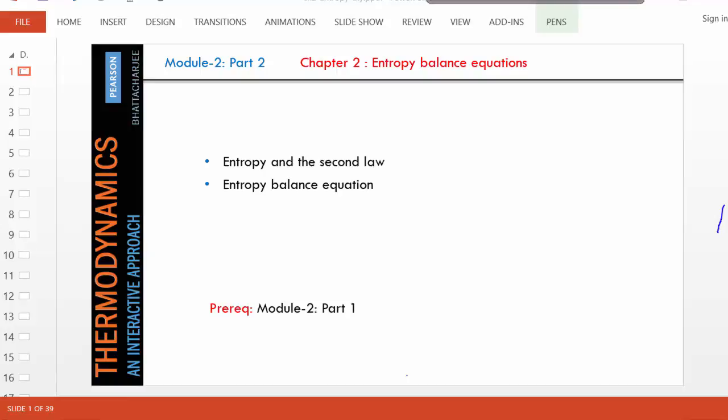Hello. In this module, we are going to make a connection between entropy and the second law of thermodynamics, and then develop the entropy balance equation in the same format as mass and energy balance equations that we have done in the previous module.